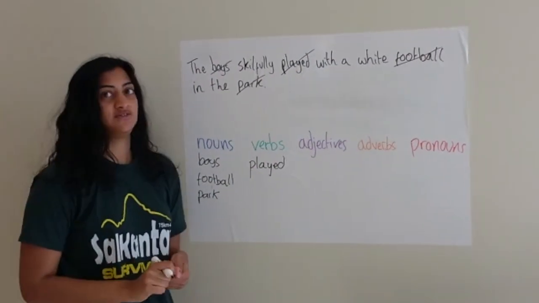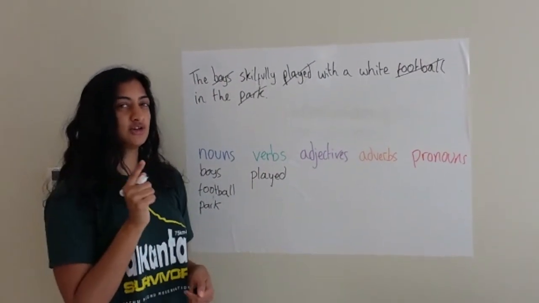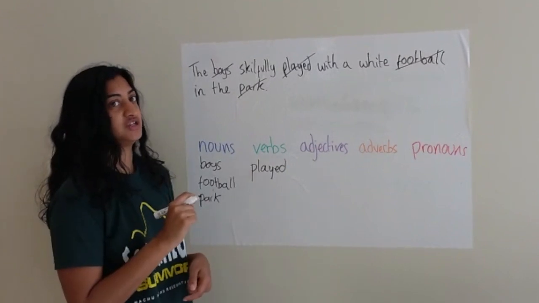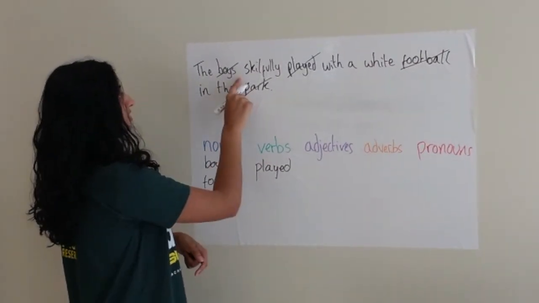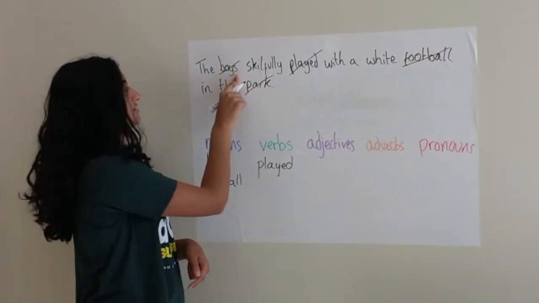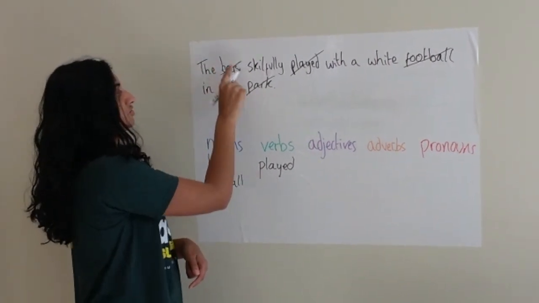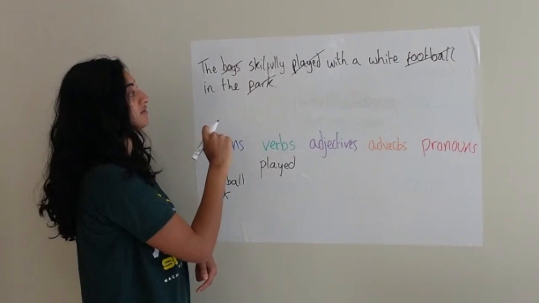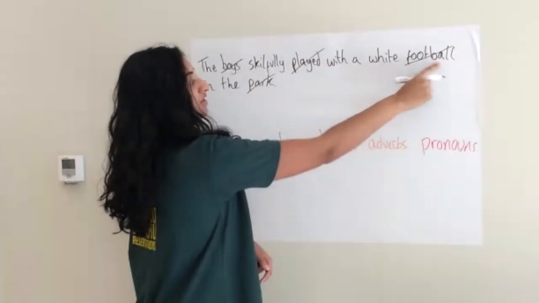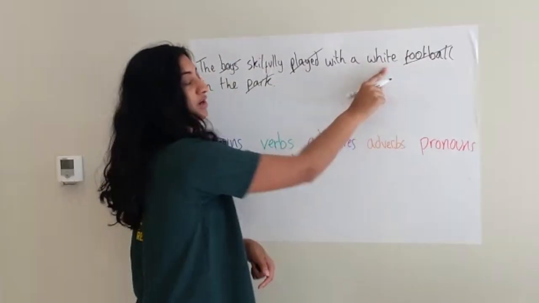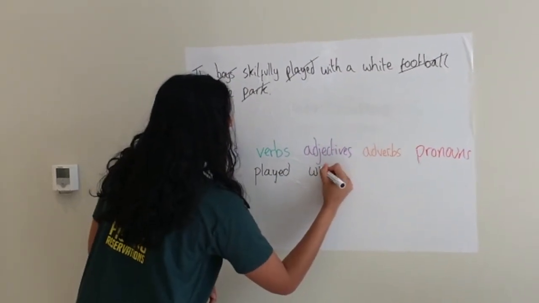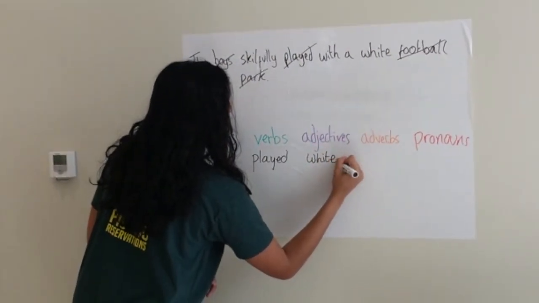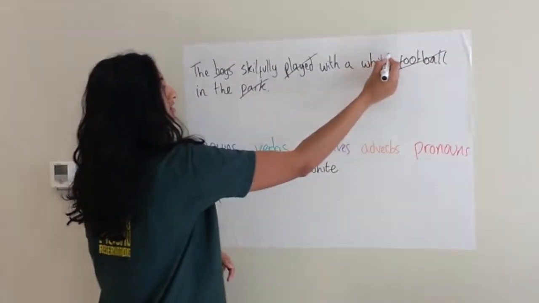Adjectives. Now adjectives describe nouns. So I should look near to the nouns to find my adjective. That makes me a good word detective. So where are my nouns? I have boys. Does boys have an adjective with it? No, I don't have anything describing the boys. It just says the boys. What about football? Do I have anything describing the football? Well, I can see there's a colour, the colour white. So white is my adjective because it's describing the colour of the football, what the football looks like.